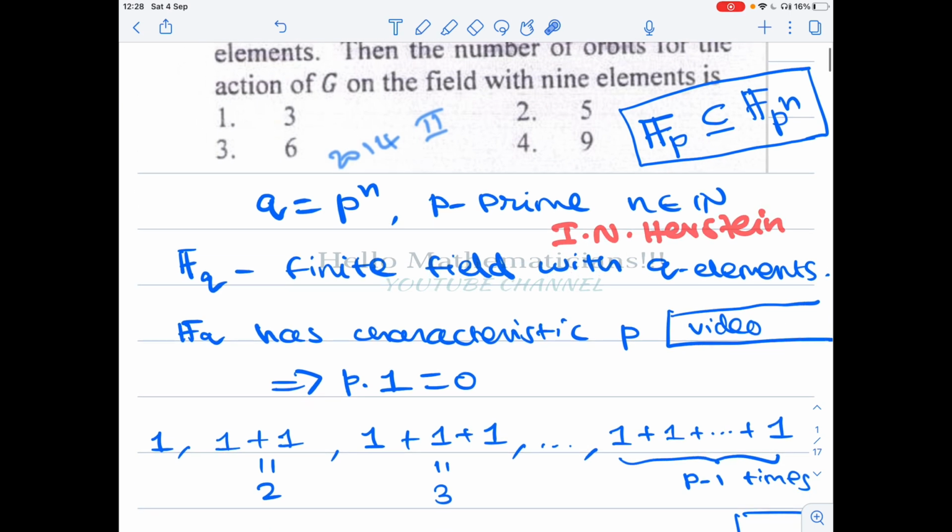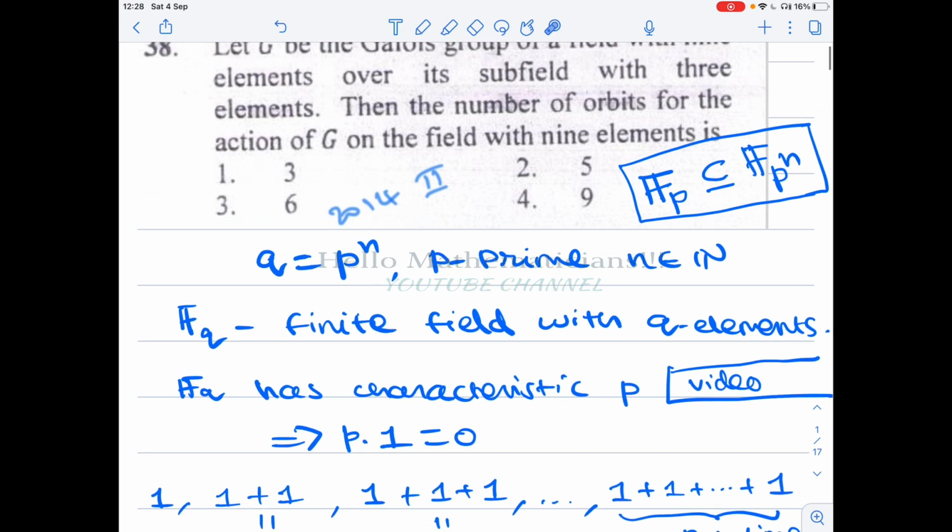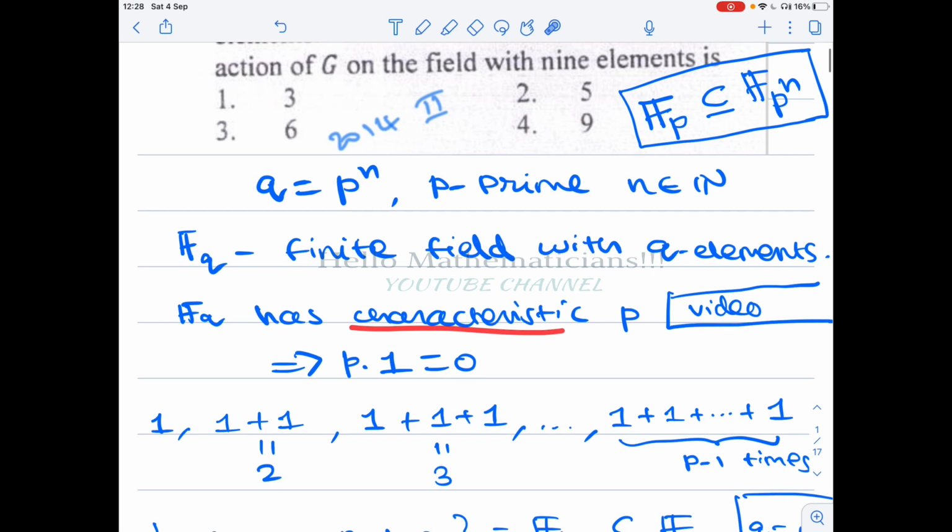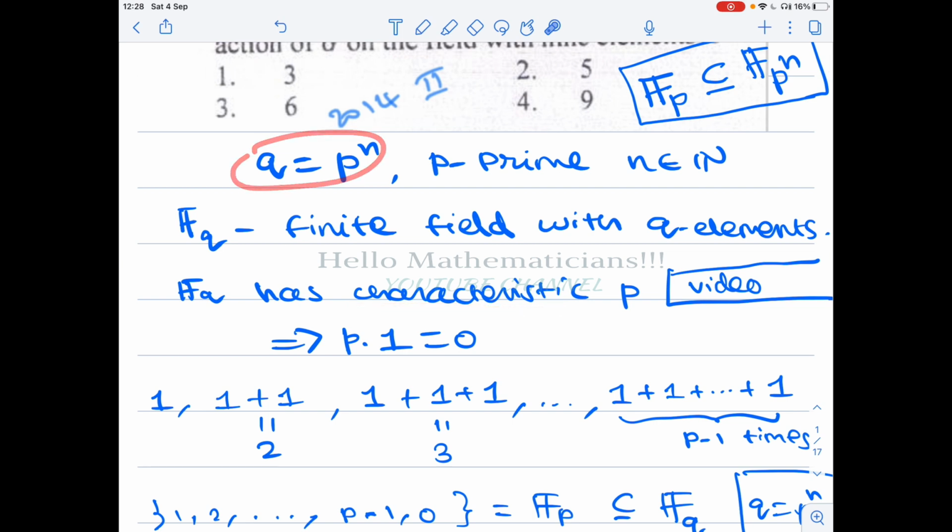Okay. So now, if it is a finite field of order p to the power n, then it has characteristic p. Again, characteristic is a very important topic for competitive exams. I have made a separate video regarding the characteristic of a ring, and the related problems are also solved in that video. So please check that. I have added the link to that video in the description. Okay, characteristic. So if q equals p to the power n, then the field F_q has characteristic p, the prime number p.